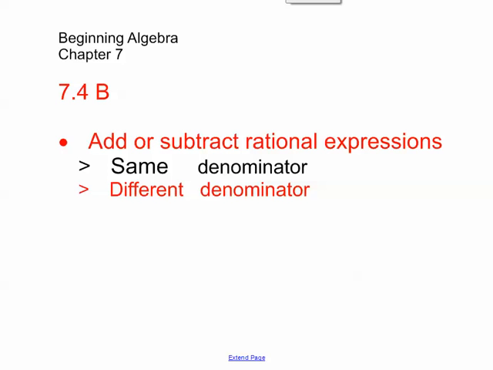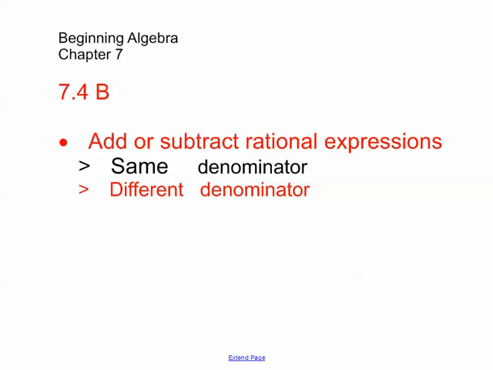Alright, so here we are, 7.4b. Chapter 7 is rational expressions. 7.4 is adding or subtracting rational expressions, and here we are adding or subtracting rational expressions with different denominators. This is going to be arguably the most tricky section, I guess, only because there are a couple steps you've got to remember.